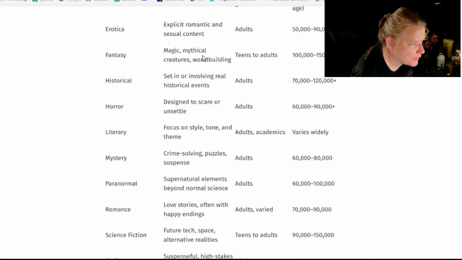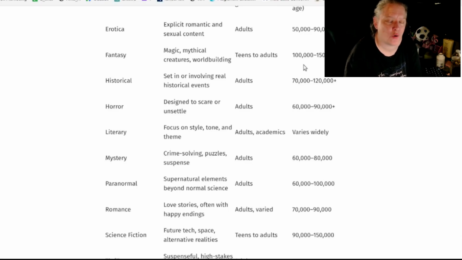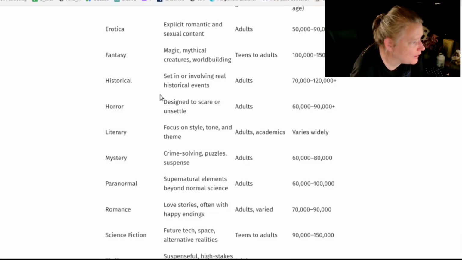Fantasy, magic, mythical creatures, and a lot of world building usually. The audience is typically teens to adults, and they can range anywhere from 100,000 words to 150,000 words. It's because of all the world building. If I did a lot of world building in my vampire books, they would easily be 100 to 150,000 words. Now I've got them down to 40, 50, sometimes 30,000 words, but it's because the world building is thin.